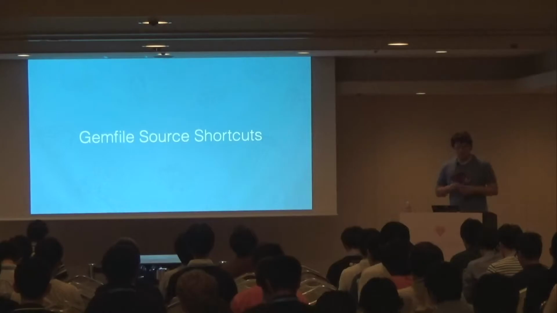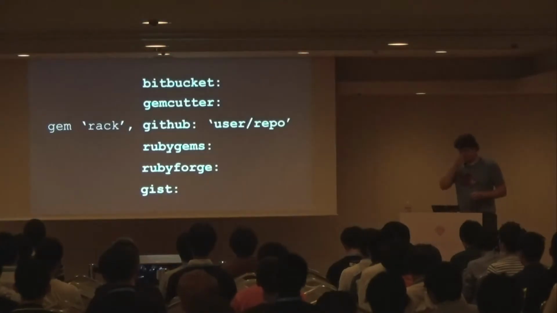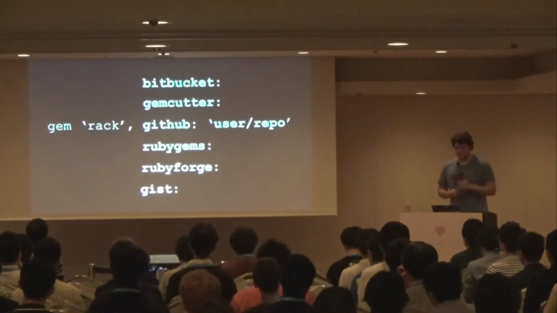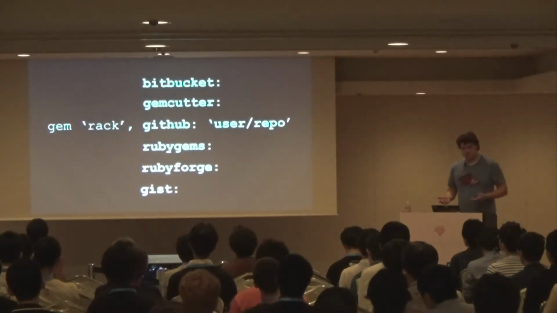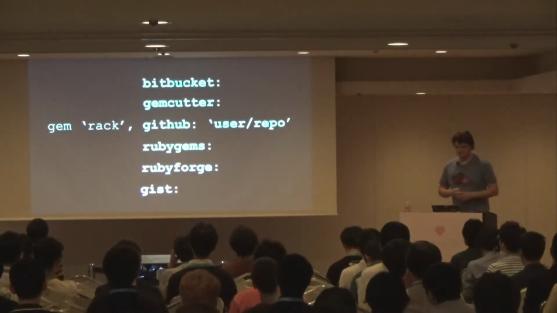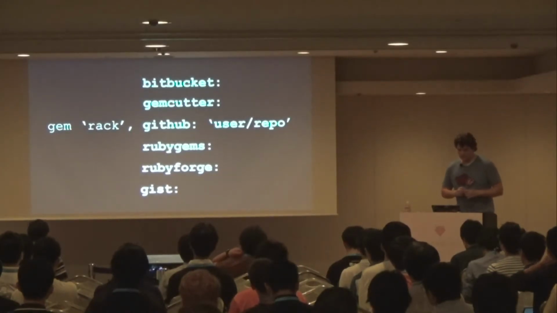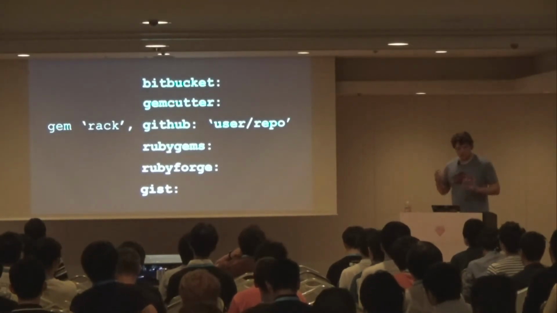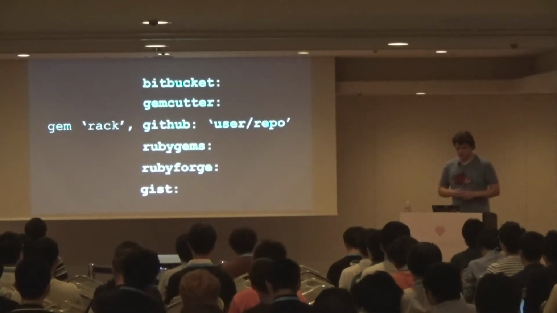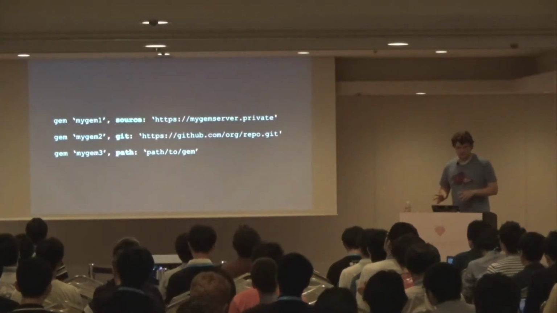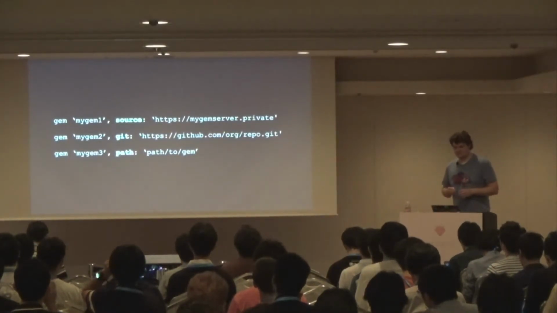Gemfile shortcuts, for those who don't know, are pretty much an easy way to specify the source of a particular gem. We have a few of them in the Gemfile, things like Bitbucket, Gemcutter, GitHub, RubyForge, RubyGems. A few of these services no longer even exist anymore. At the moment, they just route to rubygems.org. In Bundler 2, we're going to be removing these shortcuts. Instead, we're just going to rely on the existing source, git, and path helpers.